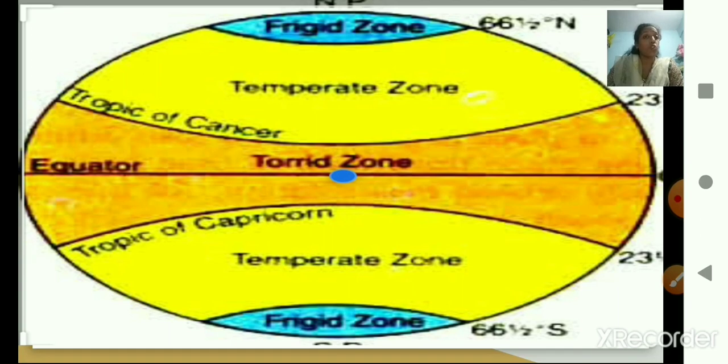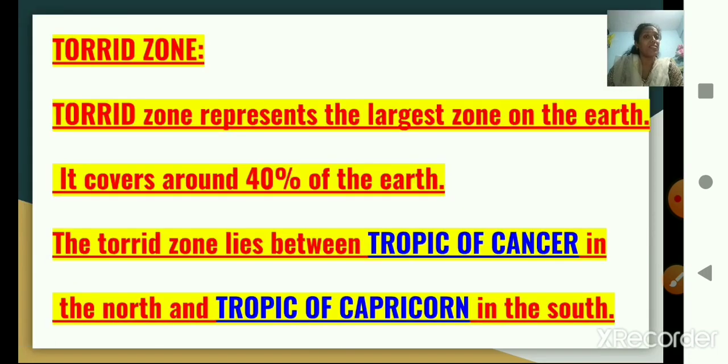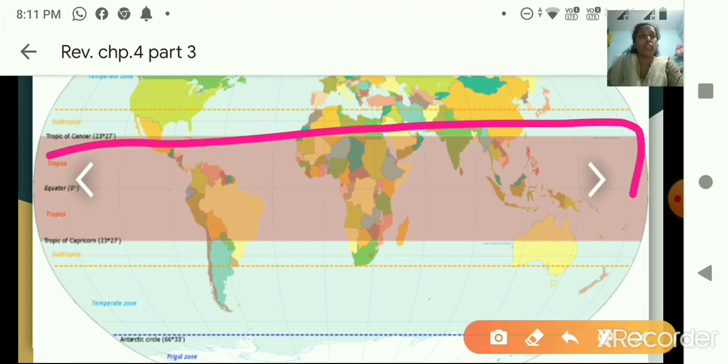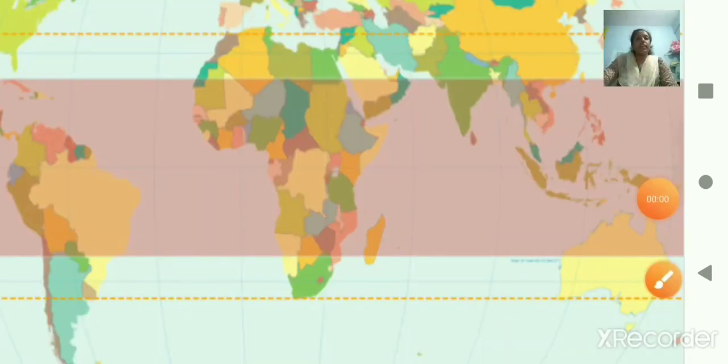Children, do you know which countries lie in this zone? Let us see. See children, this is torrid zone. Countries such as Indonesia, Malaysia, Thailand, Sri Lanka, Bangladesh, etc. are located in torrid zone.